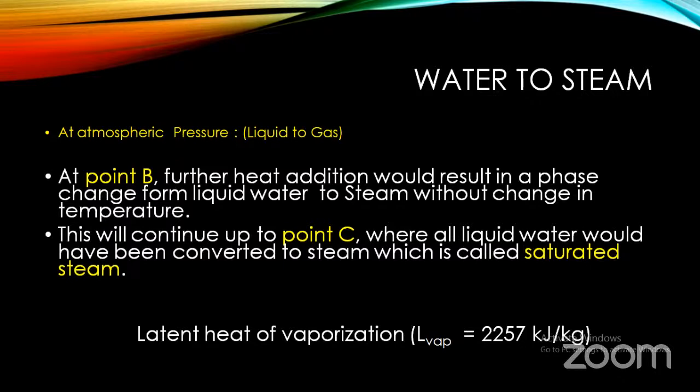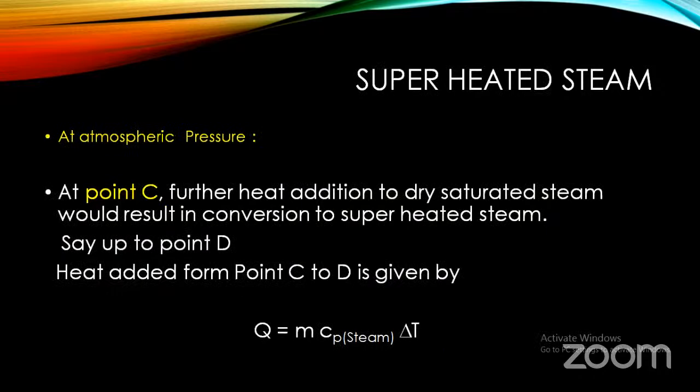Another new term here: the heat involved in this process is called the latent heat of vaporization. And further addition of heat will convert the steam into superheated steam. Again the same formula will be used, where the specific heat in this case will be the specific heat of steam. So here we have come across three specific heat values: one for ice, another for water, another for steam. And del T is the difference in temperature in all three cases.